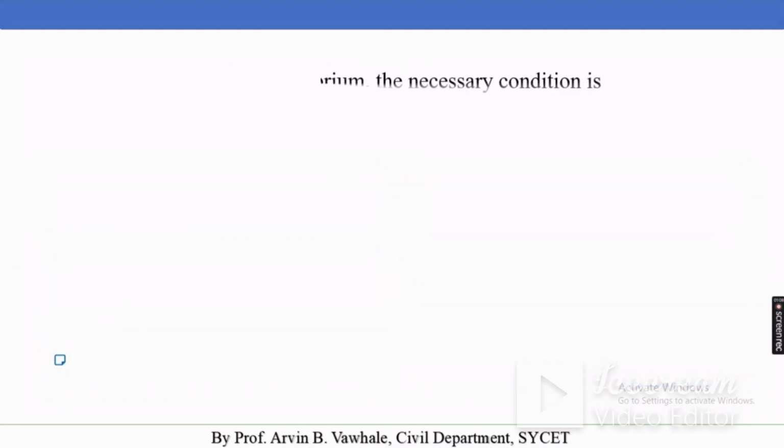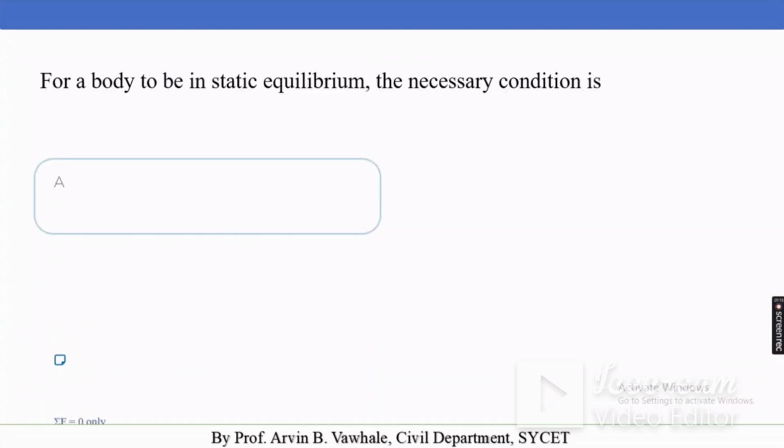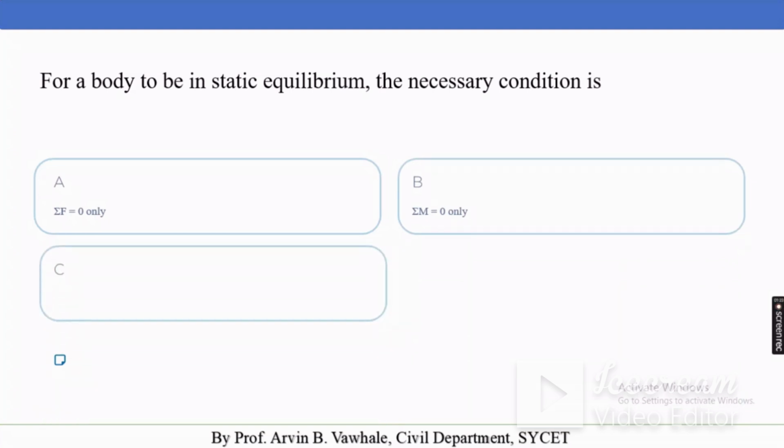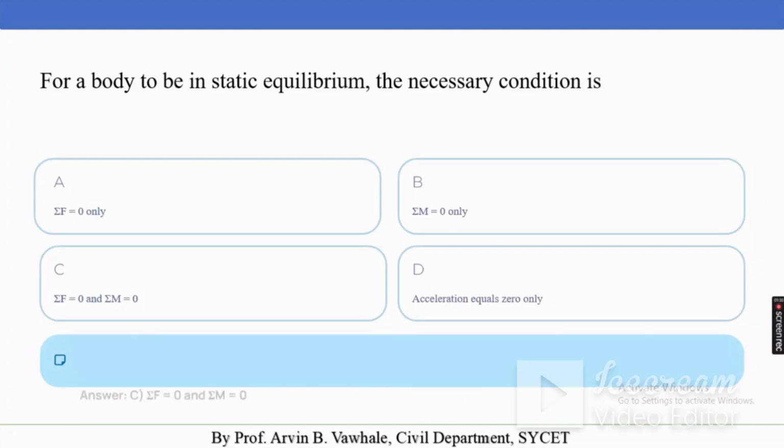2. For a body to be in static equilibrium, the necessary condition is A, summation of F is equal to 0 only. B, summation of moment is equal to 0 only. C, summation of F is equal to 0 and summation of moment is equal to 0. D, acceleration equals 0 only. The answer is option C. Summation of F is equal to 0 and summation of moment is equal to 0.